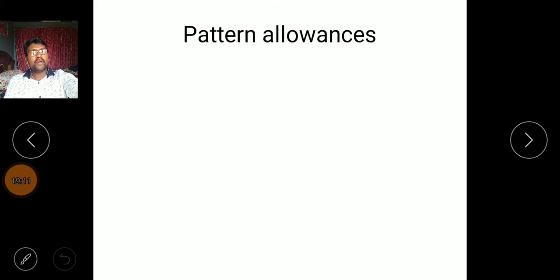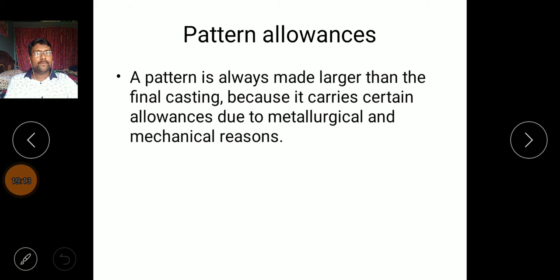Next, coming to pattern allowances. A pattern is always made larger than the final casting because it carries certain allowances due to metallurgical and mechanical reasons. Suppose you have to produce a part by using the casting process. For that case, we have to prepare a pattern. The dimensions of the pattern being more than the actual size of the product is known as allowances.